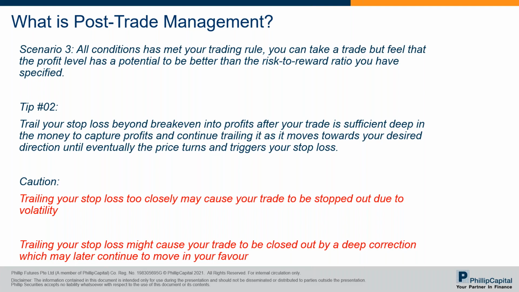Because if you were to leave your take profit at 1,100 and price moves higher beyond that, you would have lost that potential profit, right? So what you can essentially do in this scenario is to not put a take profit level, but rather to keep trailing your stop loss further and further and further until prices eventually reverse.